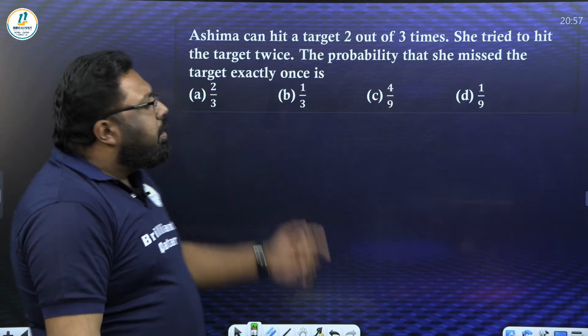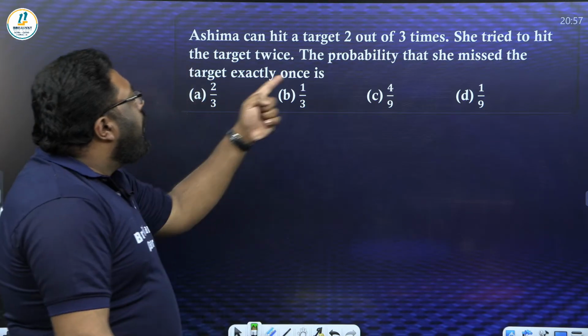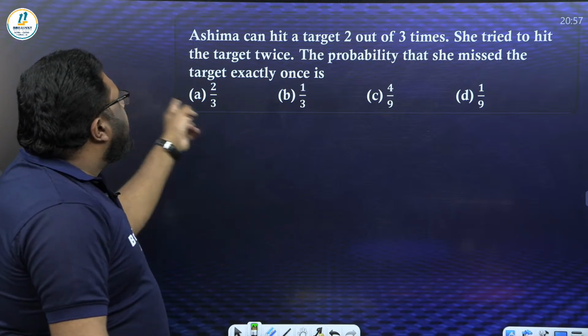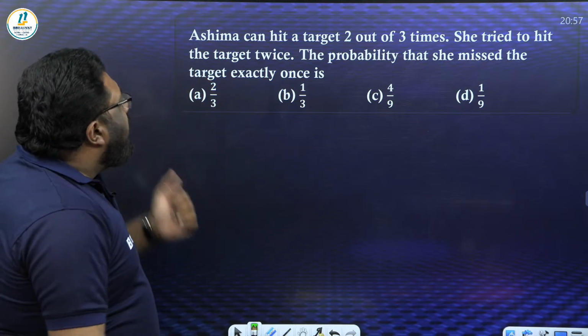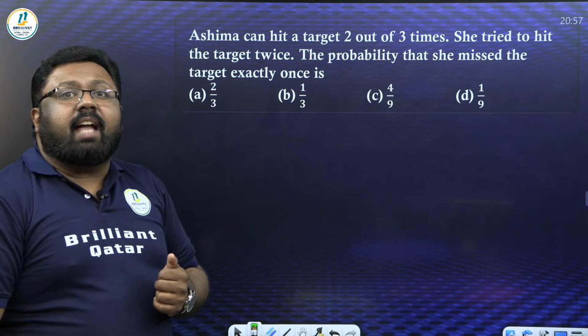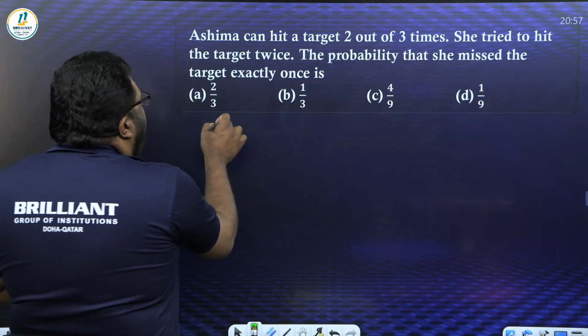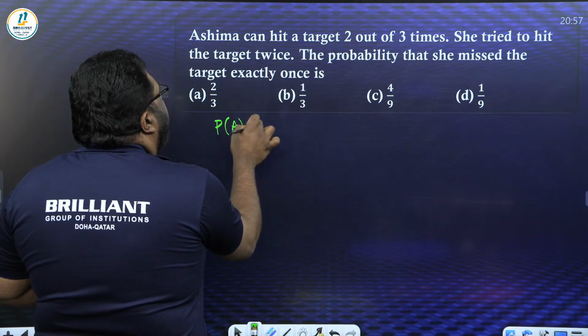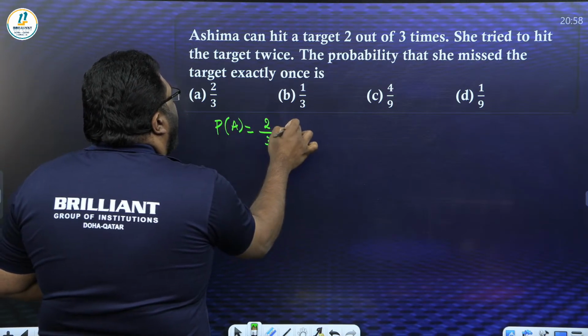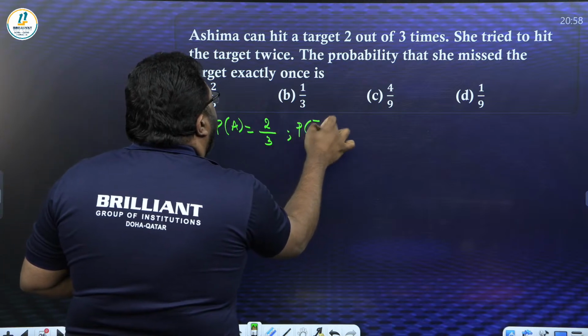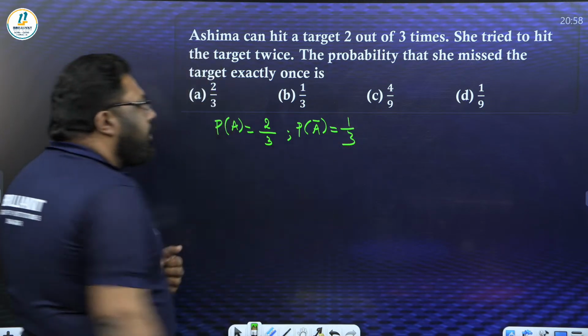Next, Ashima can hit a target 2 out of 3 times. She tried to hit the target twice. The probability that she missed the target exactly once. So what is the probability she is going to hit the target? 2 out of 3 times. What is the probability she cannot hit the target? 1 out of 3 times.